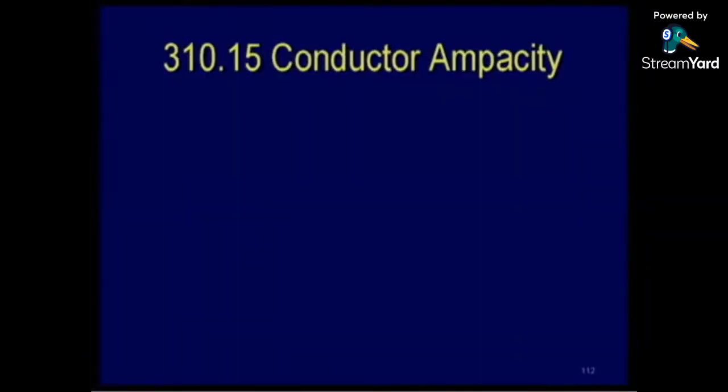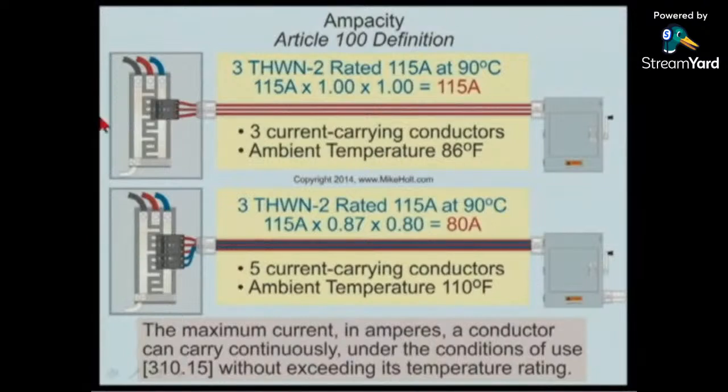Ready for this? Conductor ampacity. Let me make a couple of discussions before we get too far in it. Number one, the ampacity of a conductor is defined in accordance with Article 100. Let's take a look at this graphic right here. And here's what it says. It's the maximum current in amperes a conductor can carry continuously under the conditions of use without exceeding its temperature rating. Conditions of use. Okay, here we go.